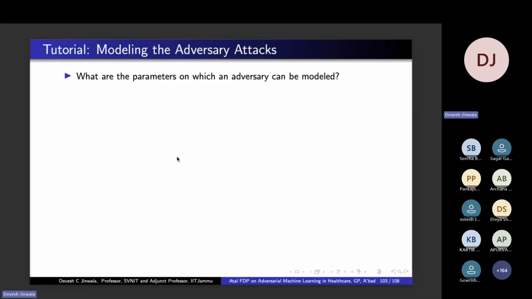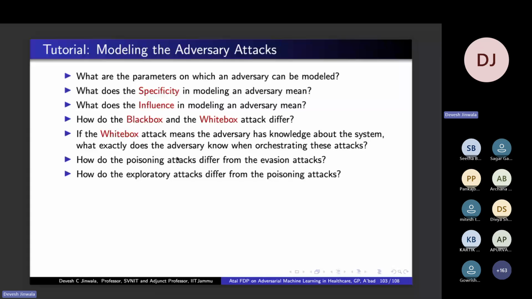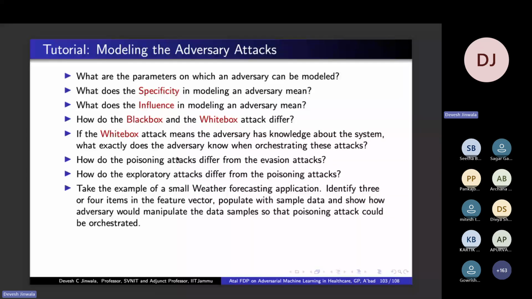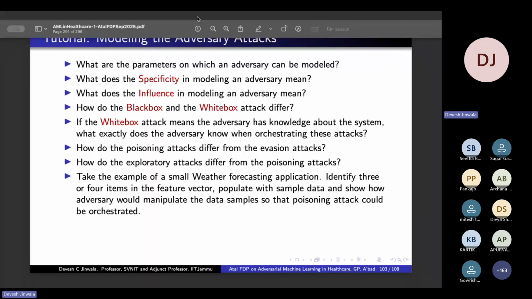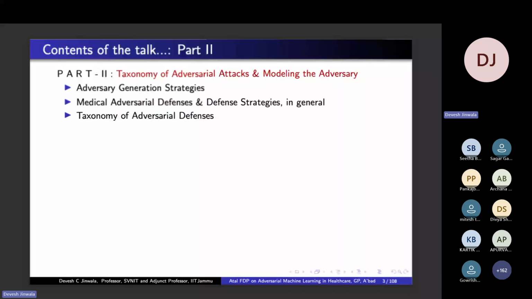There are some questions which you should try to answer based on whatever I presented earlier. As I said, this is not the end of my presentation. This can continue further by looking at what I was talking about in the first slide, the content slide, let me go to that. We could talk about the generation strategies, how these adversarial data samples are generated. We could talk about the defense strategies. Defense strategies are coming from the security domain as such.